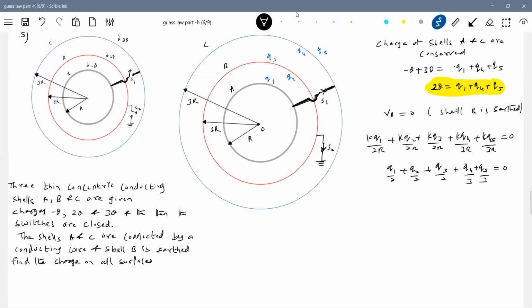Okay, now let's come to the other side. We had some discussion that Q1 plus Q2 must be zero. Any reason? By drawing a Gaussian surface in the material of shell B, the net charge and the net field inside the material of shell B should be zero. So therefore Q1 plus Q2 will be zero. Similarly, Q1 plus Q2 plus Q3 plus Q4 equals zero. Substituting that here, zero. Therefore Q3 plus... I think these are going to help us a lot.